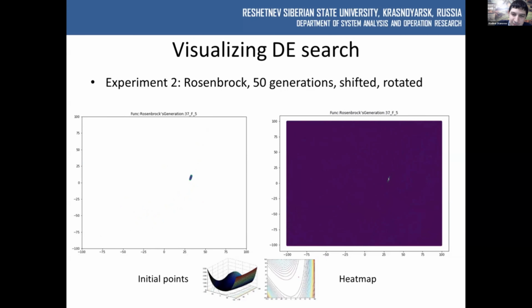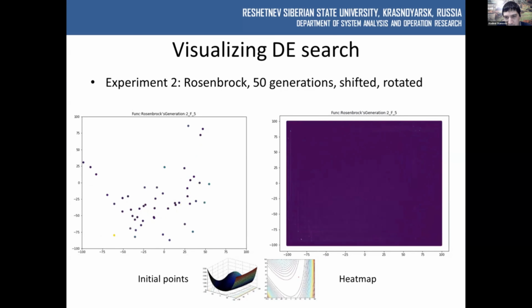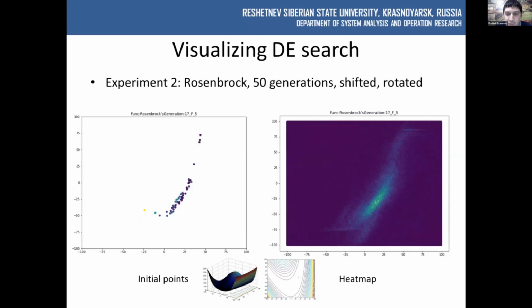So the key thing to understand here is that the distribution of generated points depends on how the population is located at each time step. So the population actually distributes in the search space in the way that mimics the landscape of the problem. So this is the main idea.